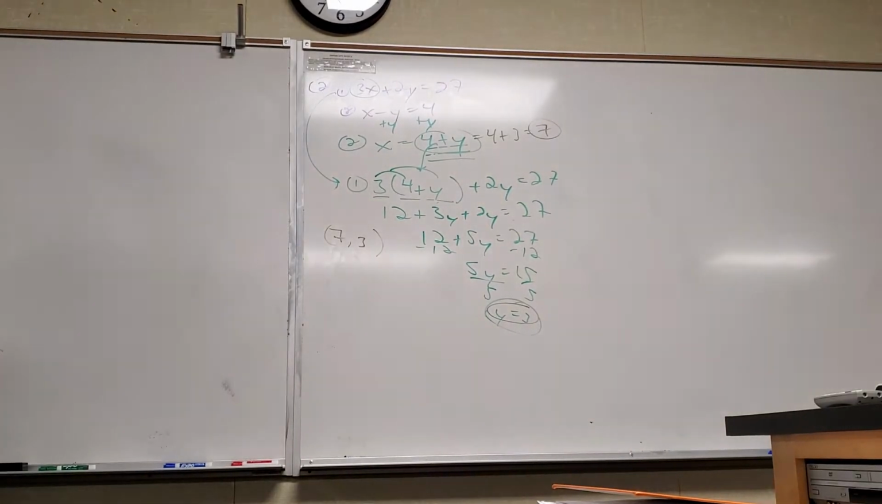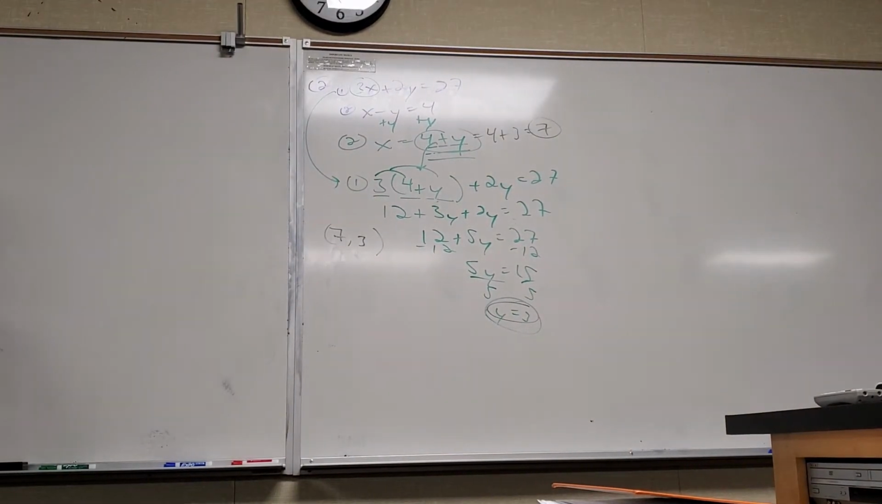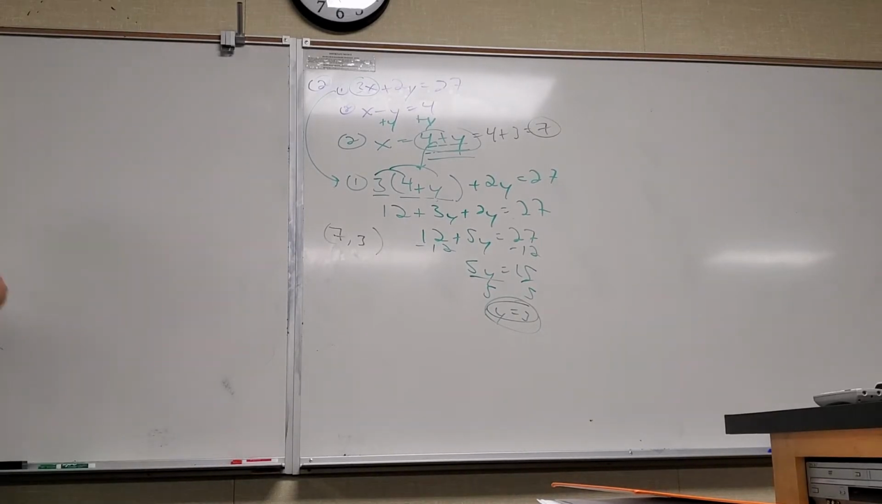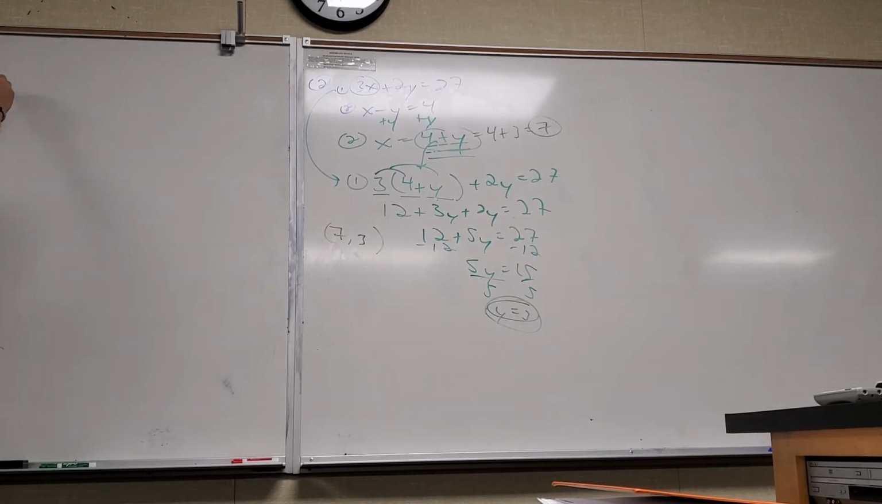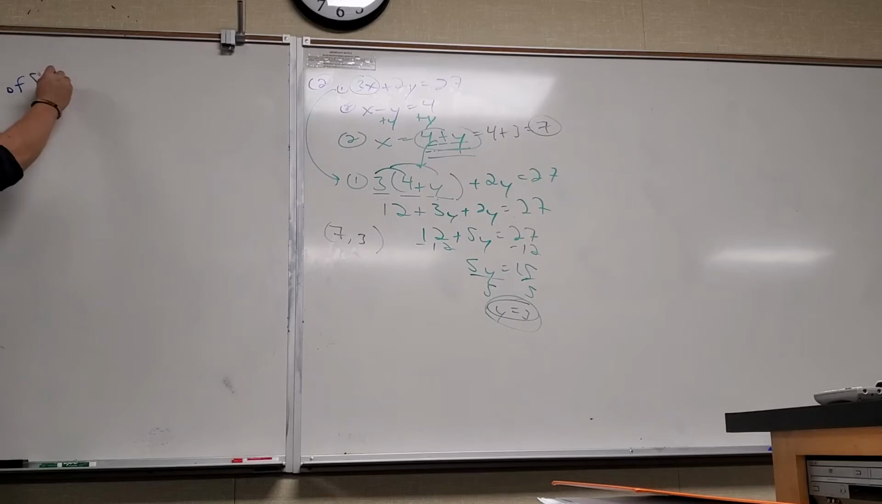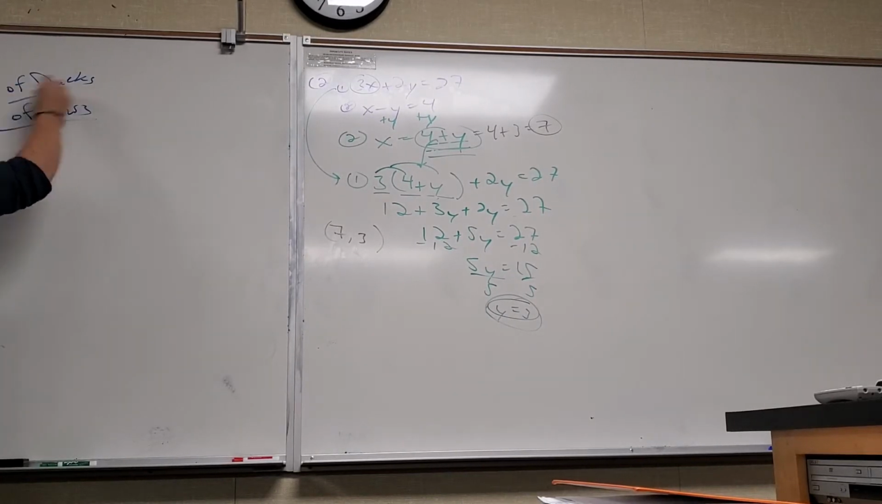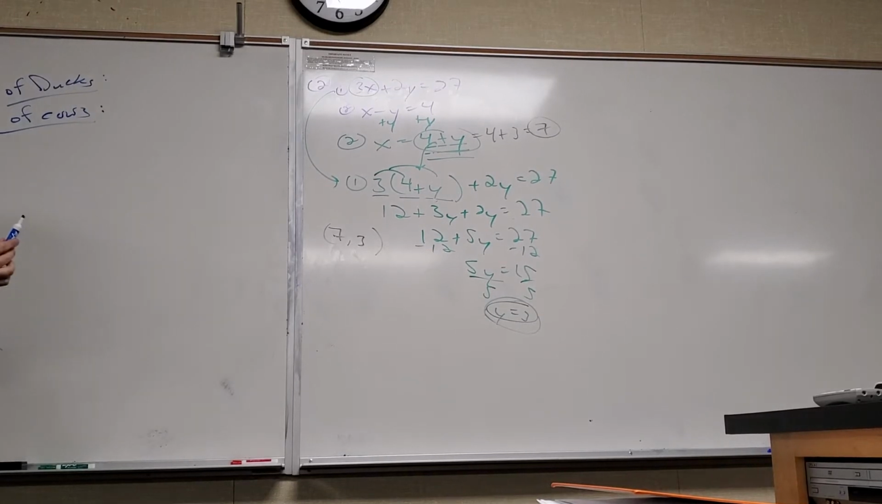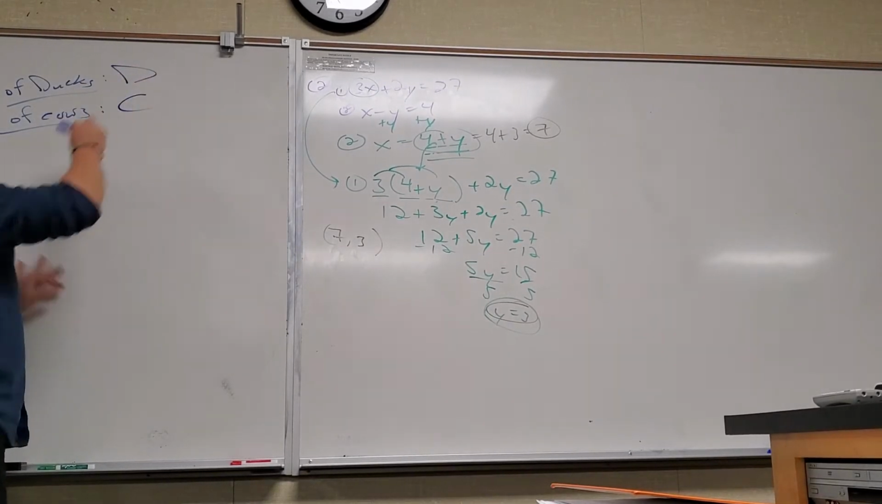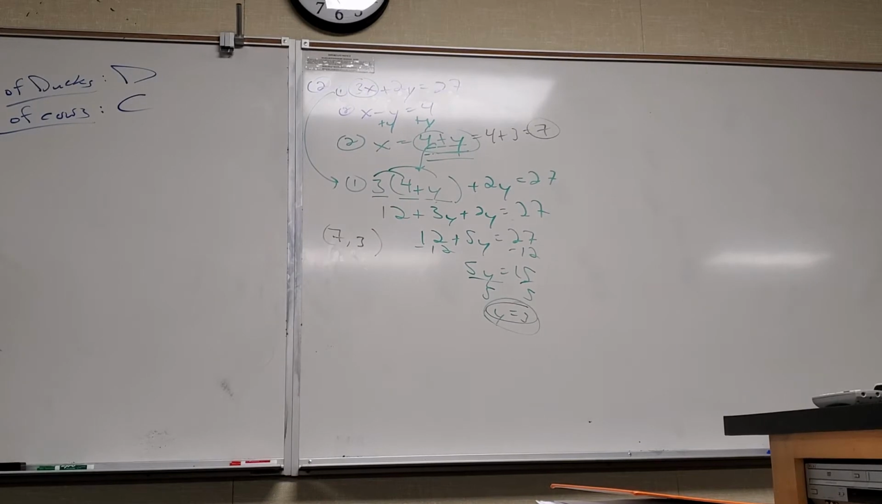What are my 2 unknowns in number 4? No, what do they mean? That's what's more important. Yeah, the number of ducks and the number of cows. So let me be crazy. I'm not going to use X and Y. I'm going to use D and C. Why not? So you can use whatever letters you want to, and you can make them make physical sense.